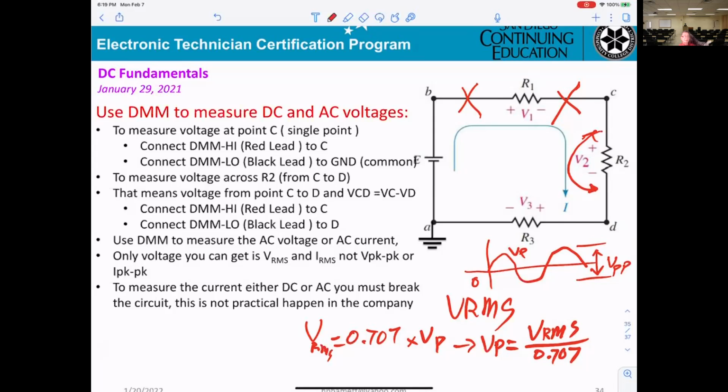So, is anything unclear for you guys? Hey, Mr. Pham, just to make clear, VRMS and the word VAC are the same thing, correct? Exactly. Thank you. Sometimes they say VAC, that's the same VRMS.